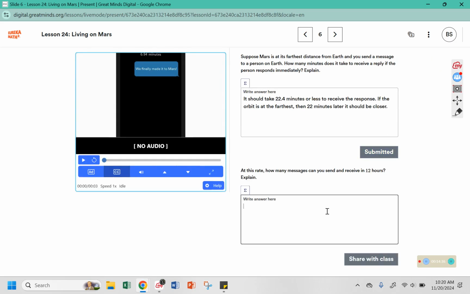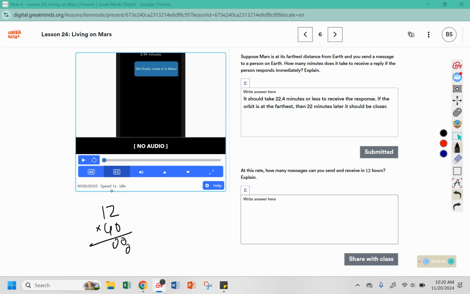At this rate, how many messages could you receive in 12 hours? Ooh, so 12 hours. 12 times 60. 2 times 6 is 12. 6 times 1 is 6, plus 1 more makes 7, so 720 minutes divided by about 22.